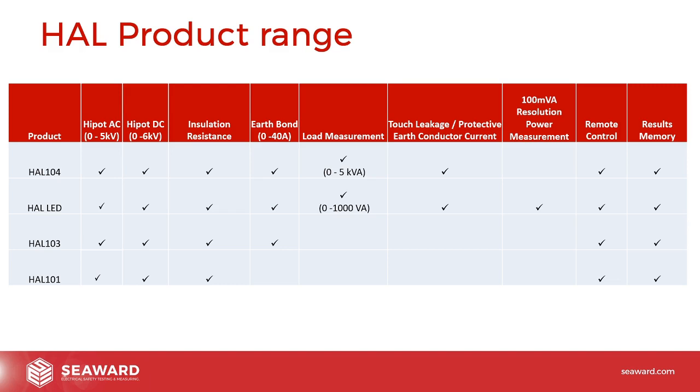And then those of you that are really interested in your quality output, making sure that the products are doing what they're designed to do, so not only performing the safety tests, but making sure they're operational and working exactly as expected, we can get into our 104 and our LED models. Now they will power the equipment up, they will do things like load tests, but also things like measurement of earth and protective current leakage and touch leakage. So you've got additional safety functions as well as quality control measures to ensure that not only your product's going out the door safe, but also functioning as expected.